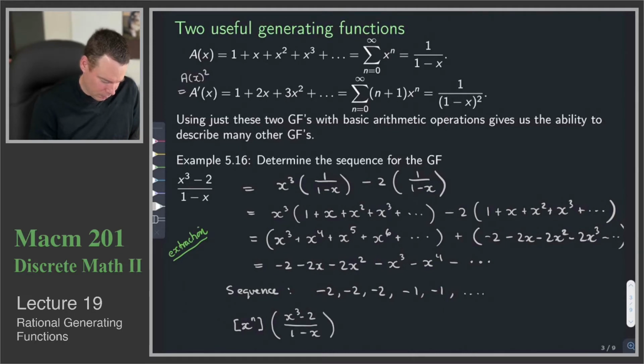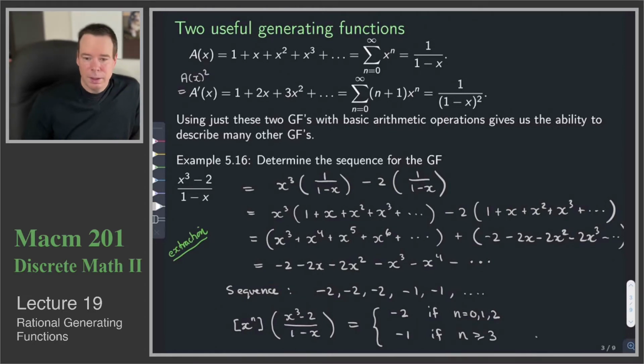function is given by, well, there's two kinds of coefficients. It's either going to be a negative 2 or a negative 1. So I can use a piecewise function to describe this. It's negative 2 if n equals 0, 1, or 2. And it's negative 1 if n is greater than or equal to 3. And so there we go.